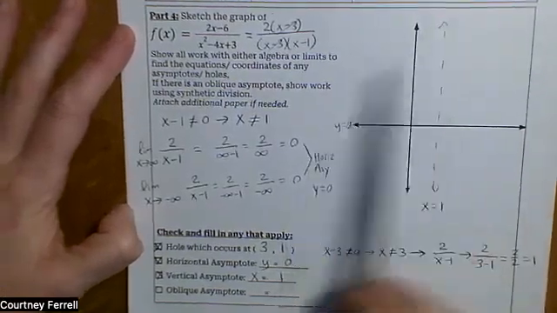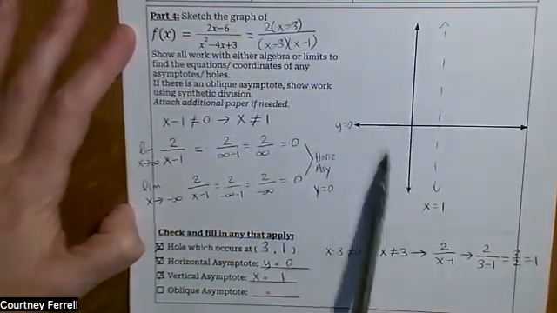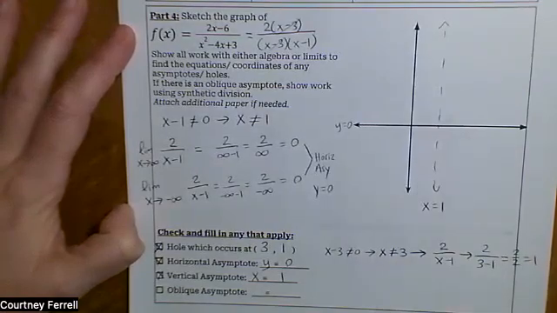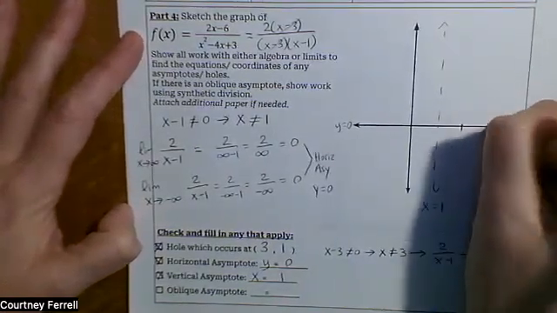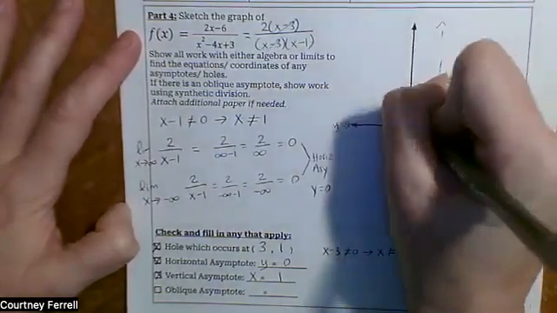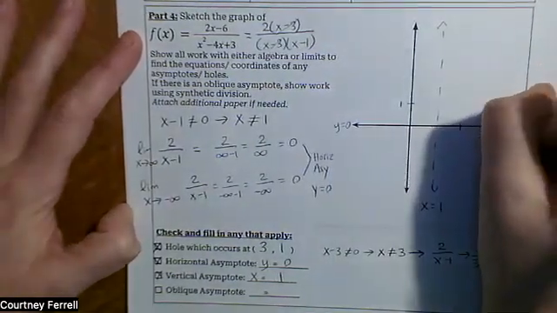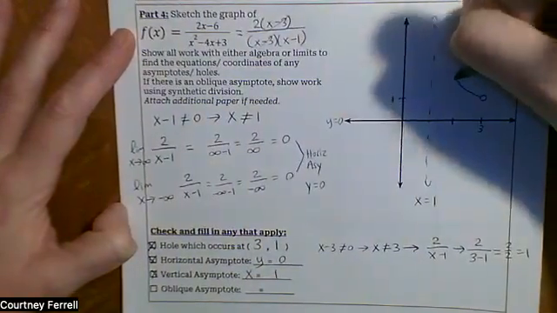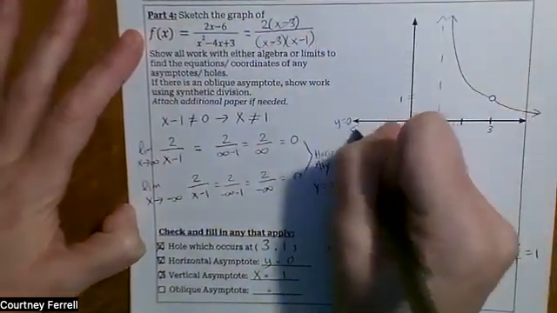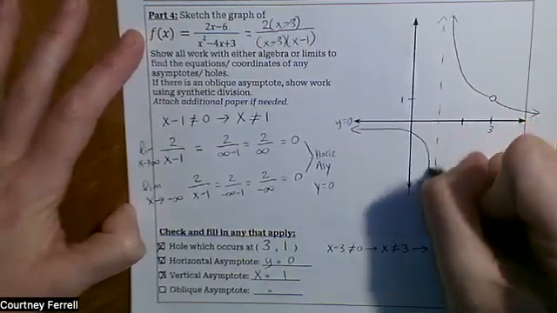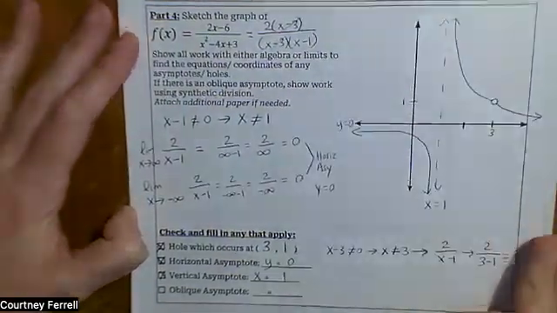I'm almost done. Let me just remind myself where my hole was. It was at 3, 1. So that's all the way over here. The hole has to be part of the graph. So I know that it's this shape. Cool. This is done. This is full credit.